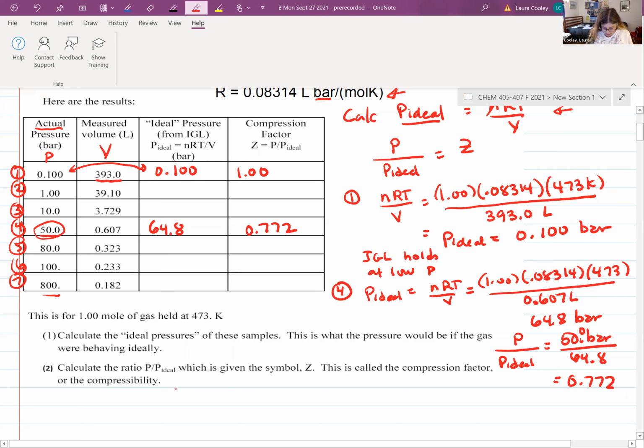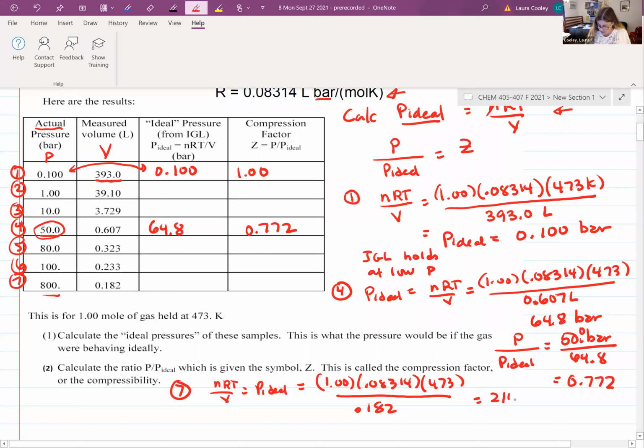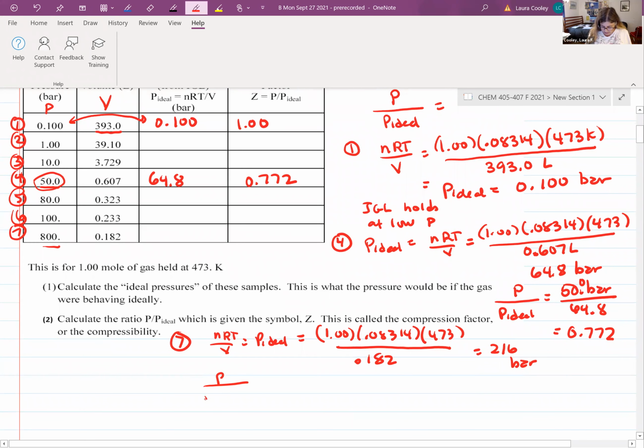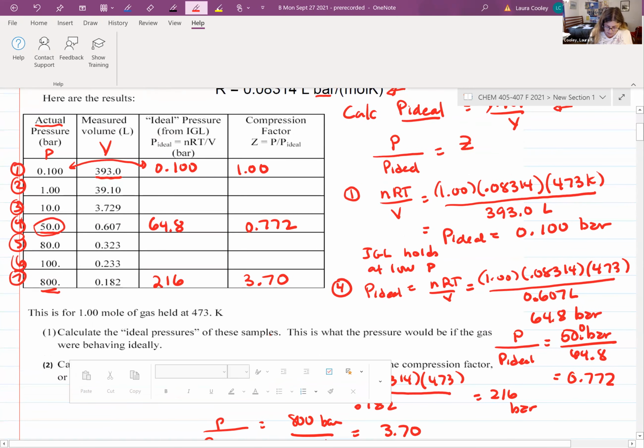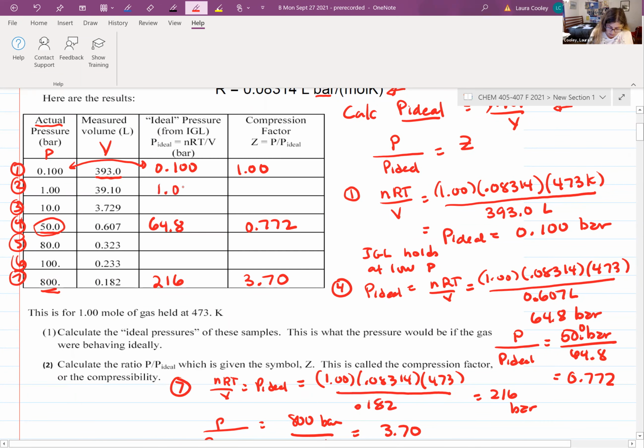Now let's look at number 7, which is really quite dramatic. nRT over V, this is P ideal, is 1 times 473 over 0.182, and that's 216 bar. So now P over P ideal is 800 bar, because that's the pressure here, over 216 bar. We have a dramatic shift in what's happened. I'm going to fill in some of the rest of these, so we have 1.01, 0.994.